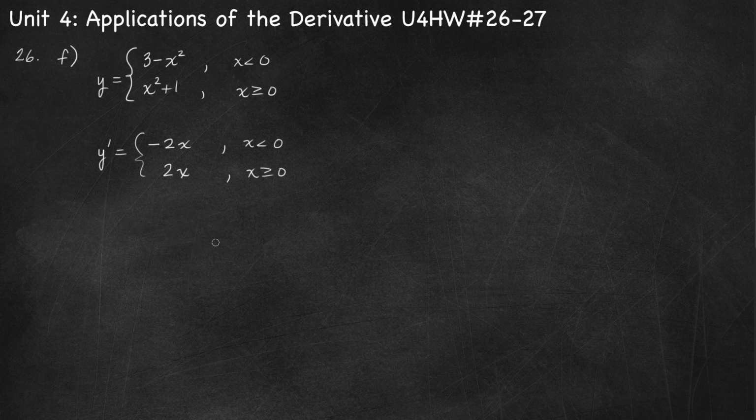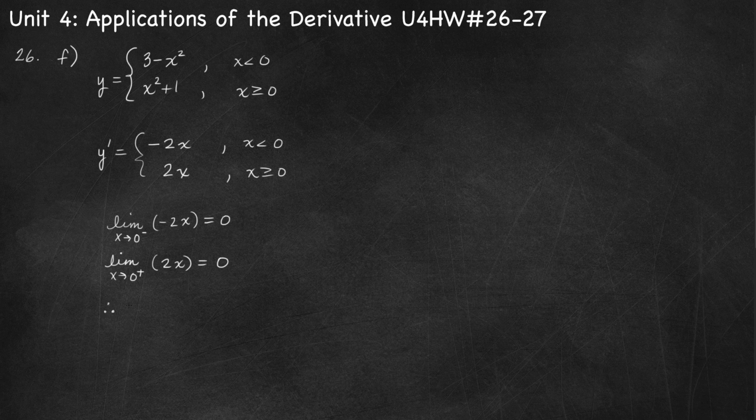So let's erase that for the moment. And let's check to make sure our function is differentiable when x is 0. So I'm going to look at the limit as x approaches 0 from the left of f prime of x, or y prime in this case. So the limit of negative 2x as x approaches 0 from the left is 0. The limit as x approaches 0 from the right of my derivative, 2x, is also equal to 0. So since the left-hand limit equals the right-hand limit, I know my function is differentiable at x equals 0.